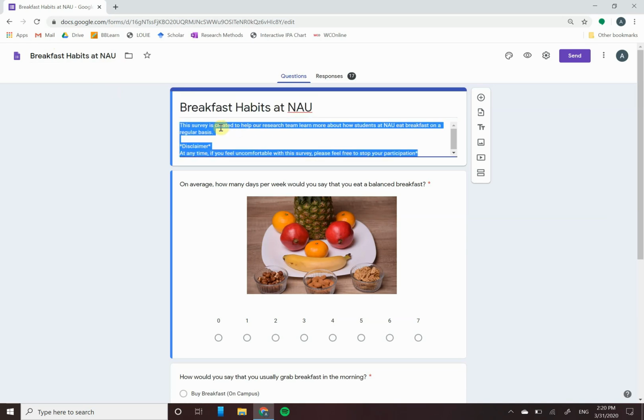I also recommend a quick description underneath that says something along the lines of what I have here. This survey is created to help our research team learn more about students at NAU and how they eat breakfast on a regular basis.